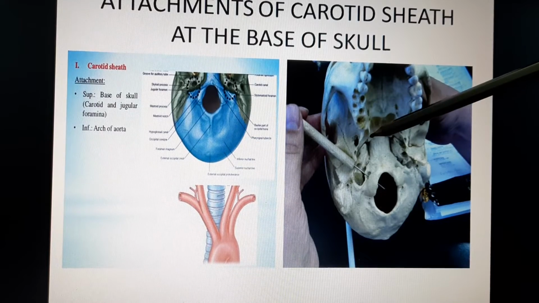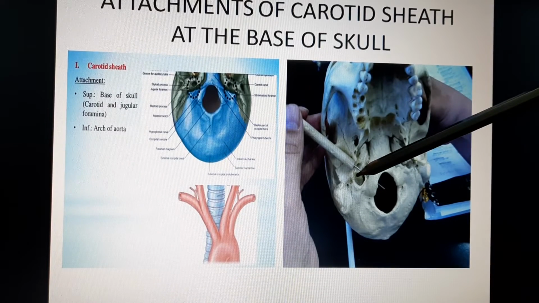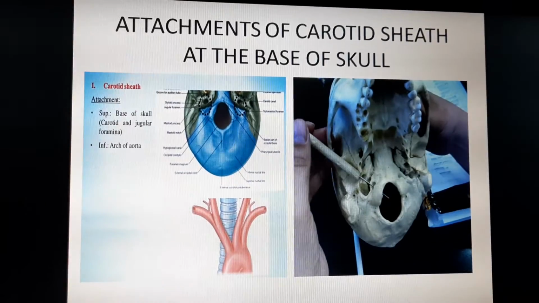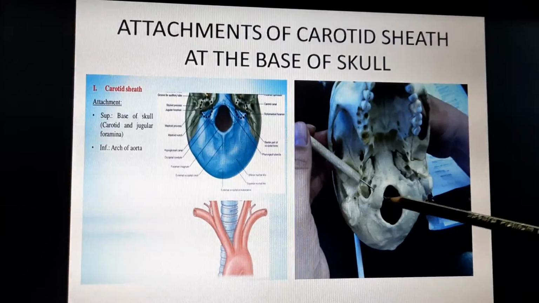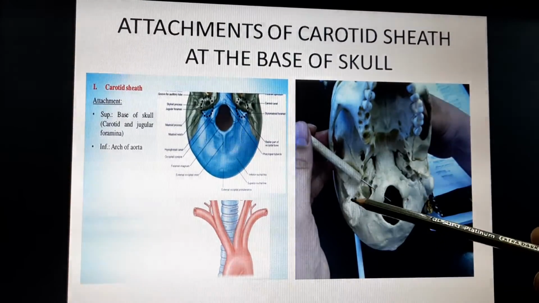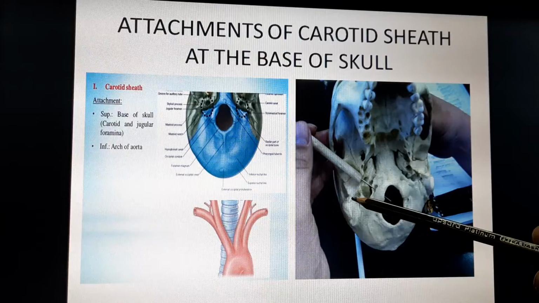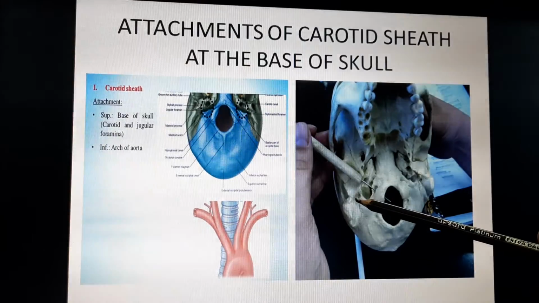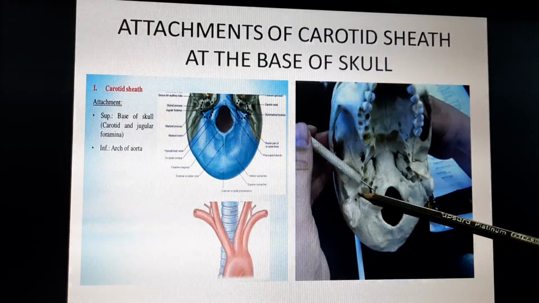Now you can see that this is very small. You can also see that the styloid process lies lateral to the carotid sheath, and you can see here the stylomastoid foramen through which the facial nerve is coming out.